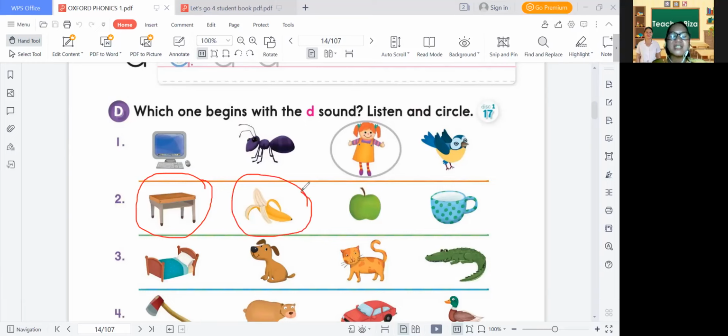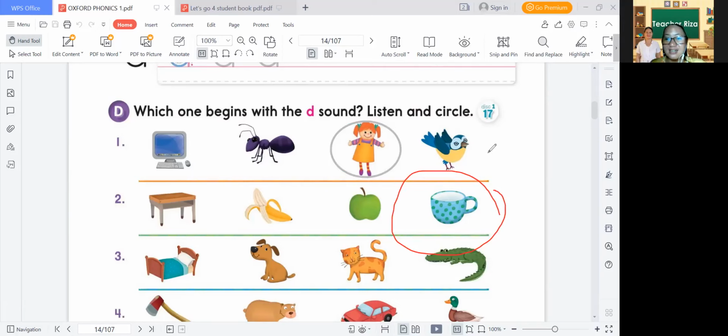Okay, this one is not because it's a banana. Banana starts with letter B. This one is not because it's an apple. It starts with letter A. The last one, what is this picture? Can you tell me what is this? It's a cup. Cup starts with the letter C sound. Okay, do you understand? Hello, do you understand?